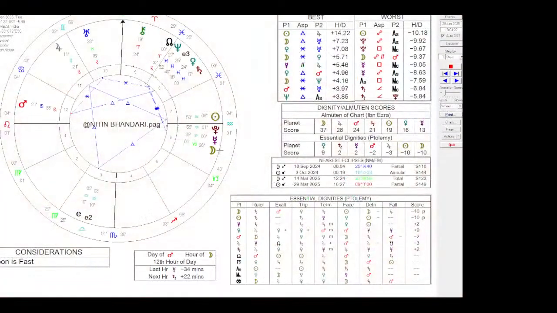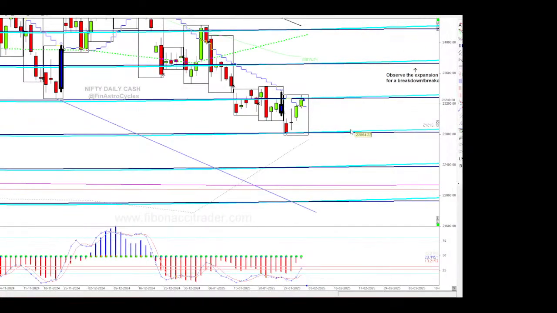So here you go. This is the planet Uranus here, and it is in Taurus. Right now it is retrograde. It will come back. So as it turns direct, all the themes related to banking, finance, and tech will start showing something. So observe it and see what happens.